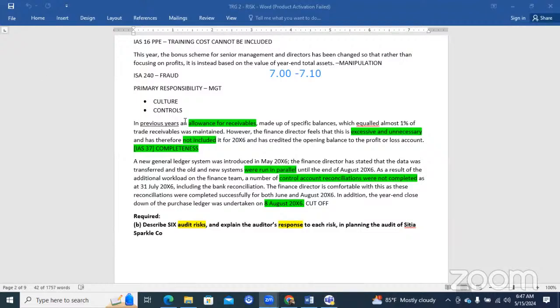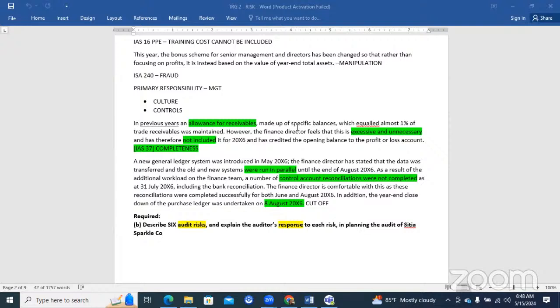Okay, let's start here. See, in previous years, allowance for receivable is a provision. Bad debt and doubtful debt. Doubtful debt is an obligation that arises in the future because of the sale that we made in the past. So a present obligation arises as a result of a past event. IAS 37 provision. Allowance for receivable is a provision that you should understand. Depreciation is also a provision.